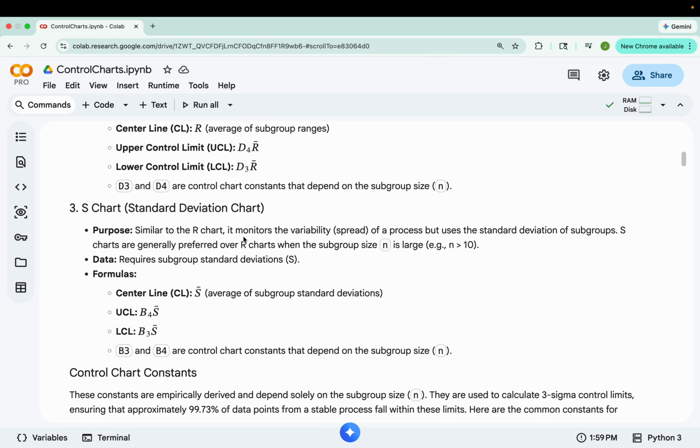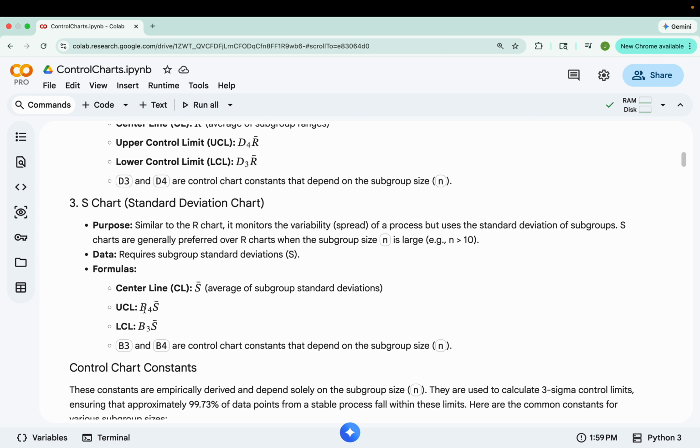Now, the S bar chart for standard deviation has a center line, which is the average of the standard deviations, then B3 and B4 times S bar. Okay. Again, B3 and B4 come from a chart or a distribution. Okay.